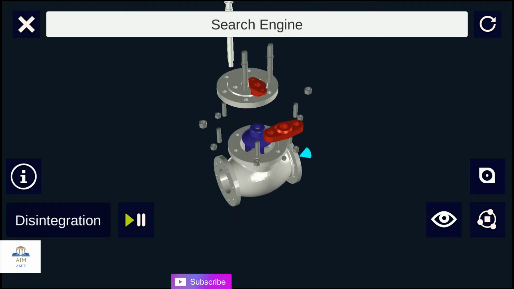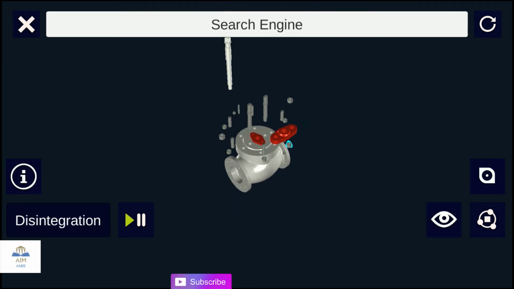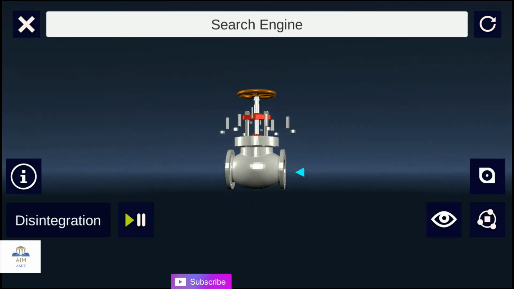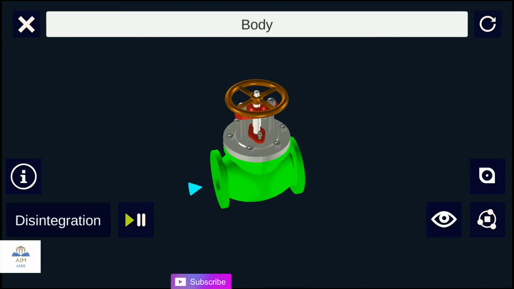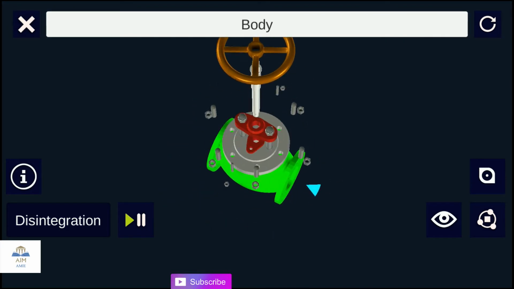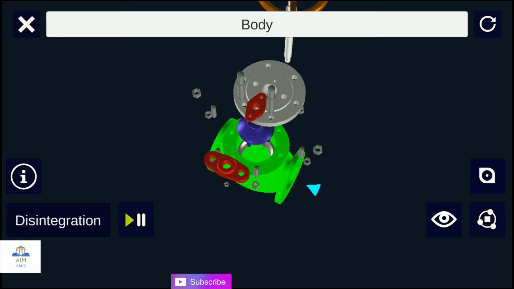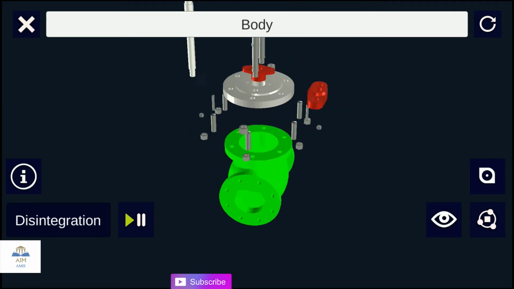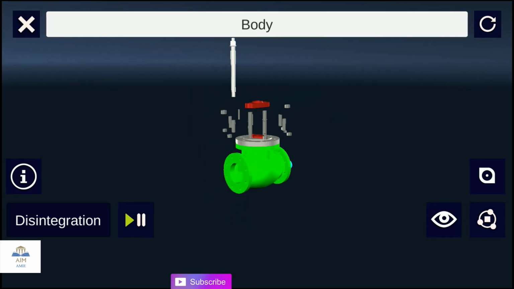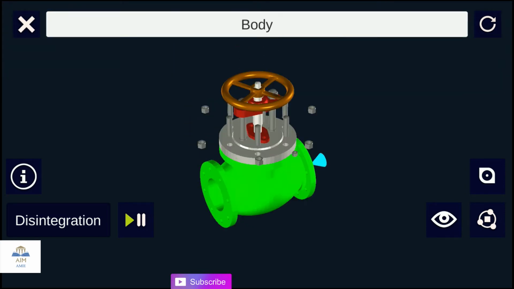The lower end of the spindle is connected to the valve, and the upper end passes through the gland and yoke and is connected with the hand wheel. The gland is used to prevent the leakage of steam. The body of the valve can be made of cast iron, which can have screwed ends or flanged ends. It depends upon the application point of view.